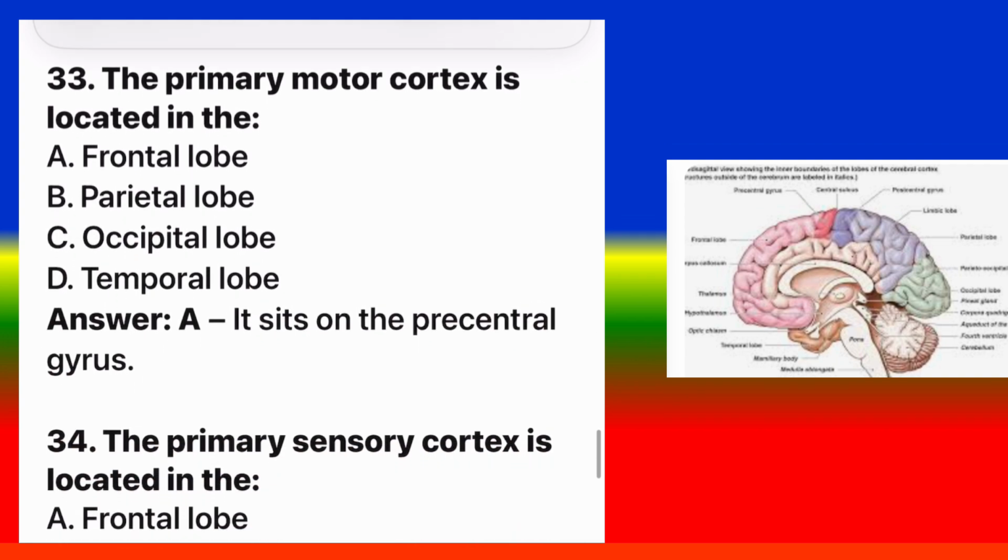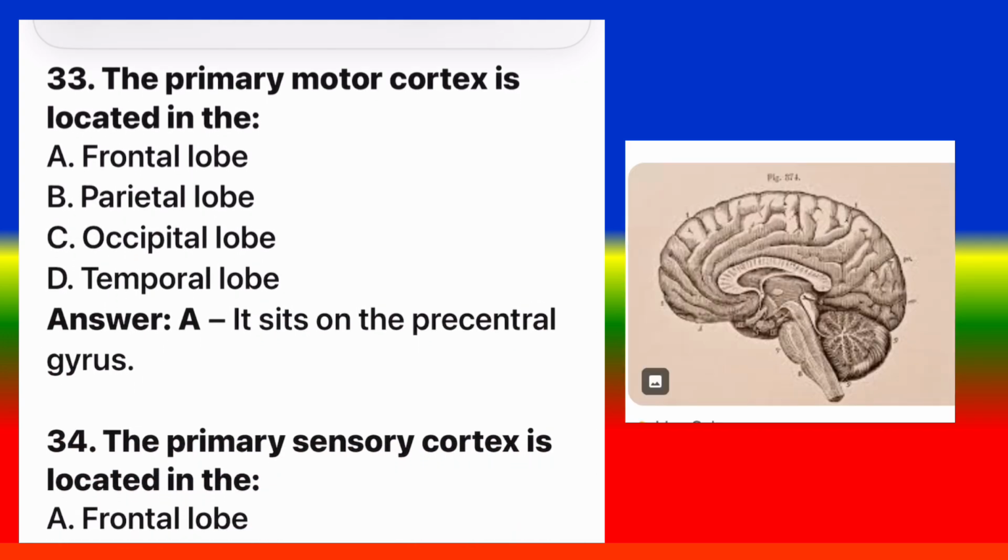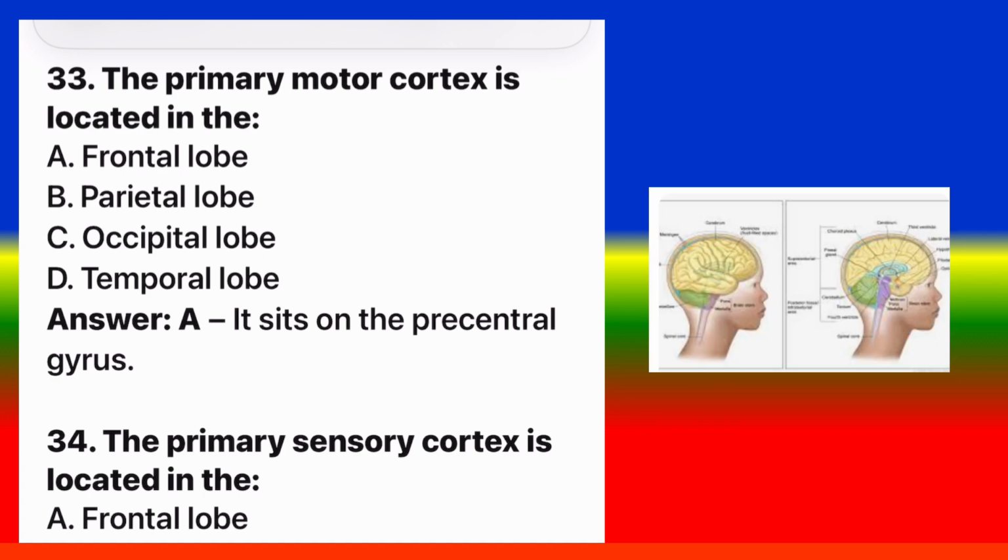33. The primary motor cortex is located in the A. Frontal lobe, B. Parietal lobe, C. Occipital lobe, D. Temporal lobe. Answer A. It sits on the precentral gyrus.